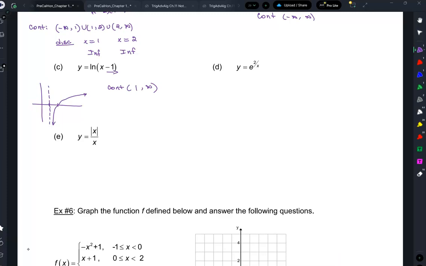Okay. Now here, is this continuous everywhere? No. What x value? 0. Cannot work here. So why can't that work? Because this is e to the 2 over x, and then it'll be e to the 2 over 0. You can't divide by 0, right? So this is continuous from negative infinity to 0, from 0 to infinity.